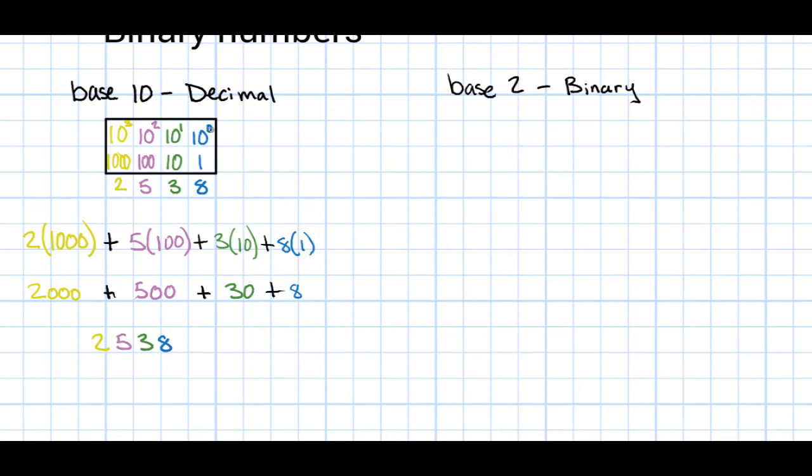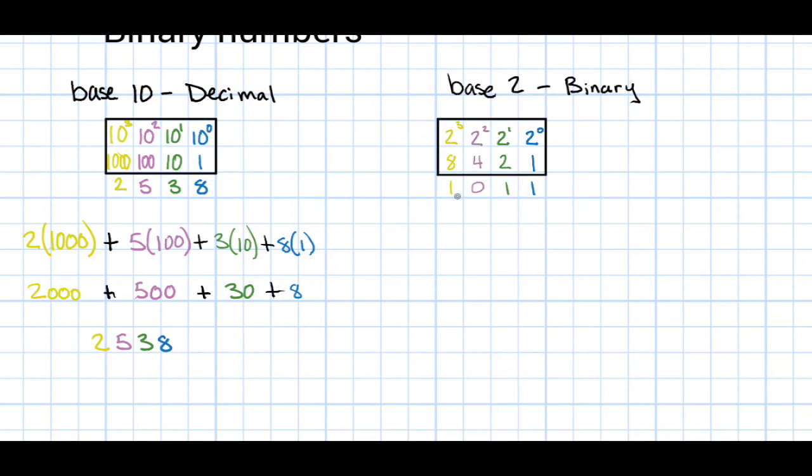To build our binary reference table, we take the number 2 as our base and use increasing exponents like before. We start with 2 raised to the power of 0, 2 raised to the power of 1, 2 raised to the power of 2, and 2 raised to the power of 3. If we calculate that out, we have 2 raised to the 0 is 1, 2 raised to the 1 is 2, 2 raised to the 2 is 4, and 2 raised to the 3 is 8.